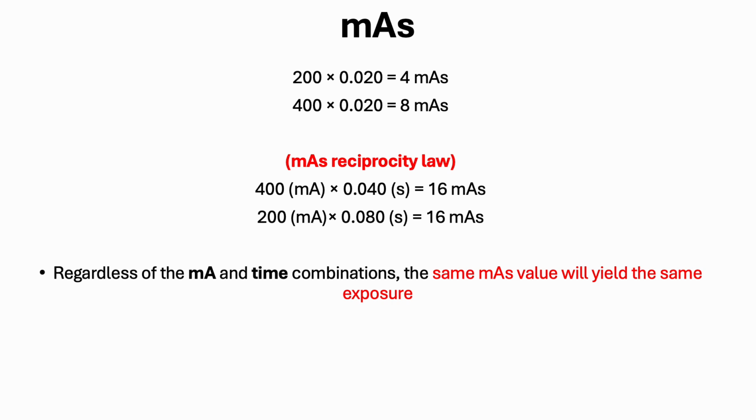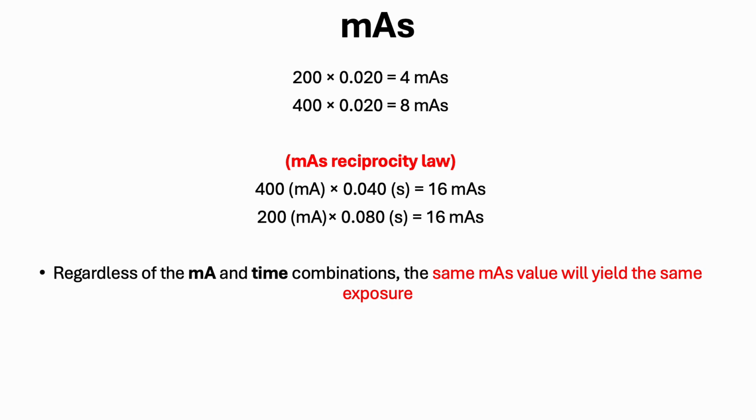So this law right here is called the mAs reciprocity law. It's telling you it doesn't matter what the mA and the time are. If I get the same value, it is what we call reciprocity. For example, I have 400 mA and 0.04 seconds. I get 16 mAs. But guess what? I could do 200 mA and 0.08 seconds. I get 16 mAs. It could be either or. As long as I get the same value, that is what reciprocity is telling us.